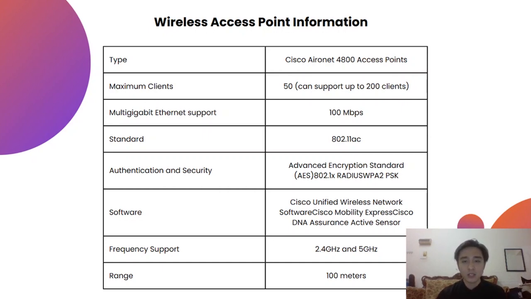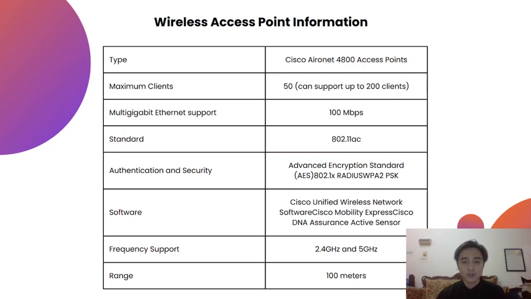Authentication and security: this access point uses WPA2-PSK, while the encryption is AES. There is software that you can use in order to configure this access point, which is the Cisco Unified Wireless Network software, Cisco Mobility, and lastly Cisco Data Assurance Active Sensor.